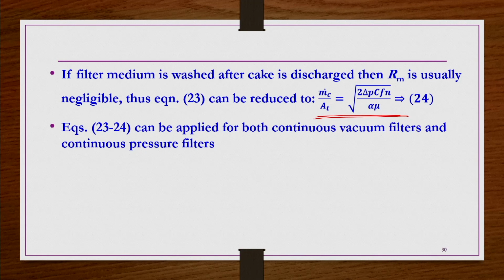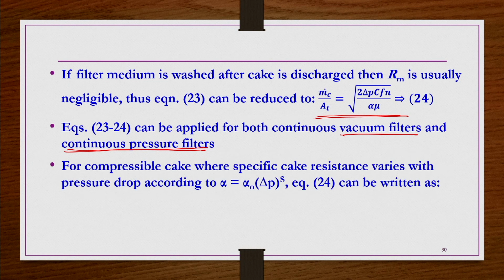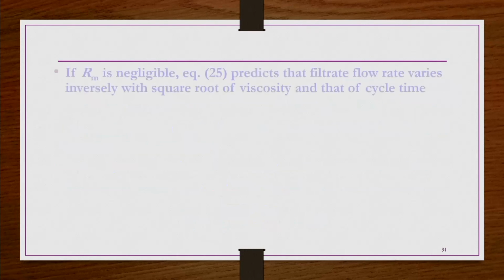So, these equations 23 and 24, this equation without Rm and the previous equation with Rm terms, can be applied for both continuous vacuum filters as well as pressure filters, though we are writing for the pressure filters. So, they are also valid for vacuum filters. For compressible cake, where specific cake resistance varies with pressure drop according to alpha is equal to alpha naught delta p power s, this equation 24 can further be modified like this.